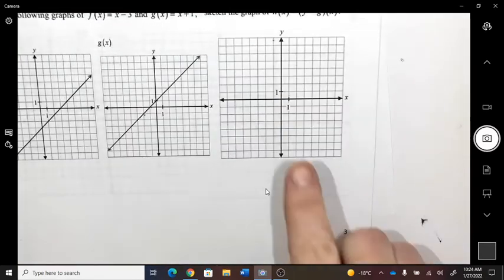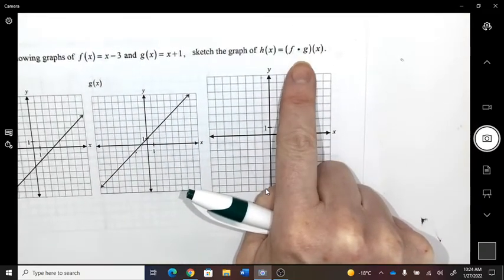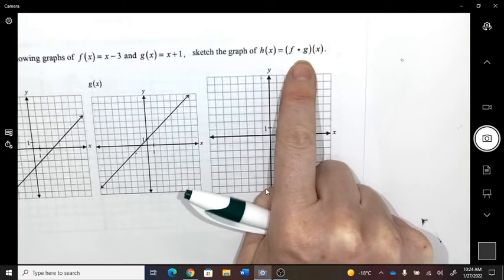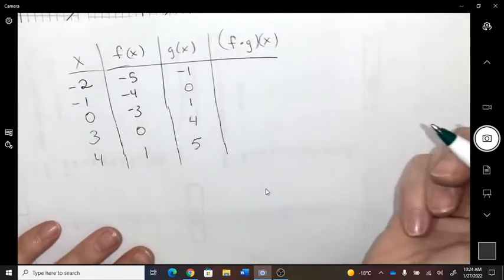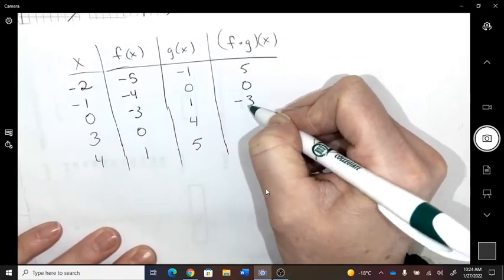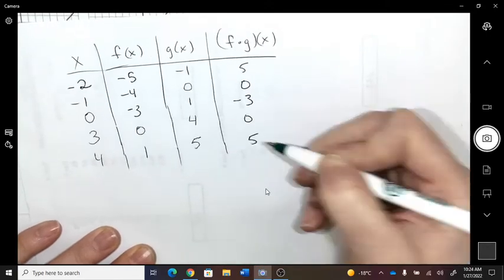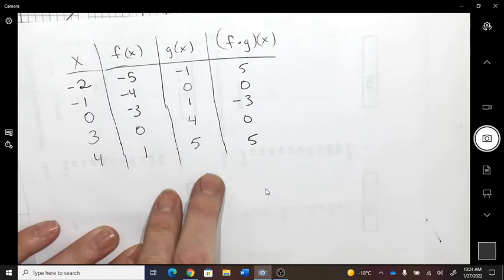Okay, so I'm asked to graph this function, and so I'm multiplying them, and I don't really need to think about the order because multiplying two numbers, it doesn't matter. So multiplying, this is 5, 0, -3, 0, 5. I multiplied those two numbers.